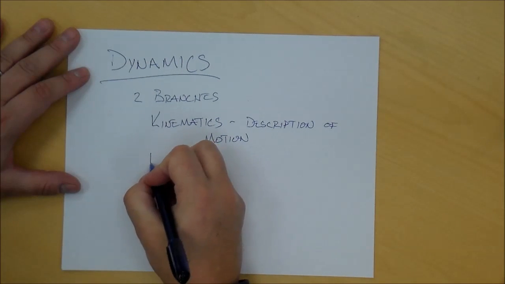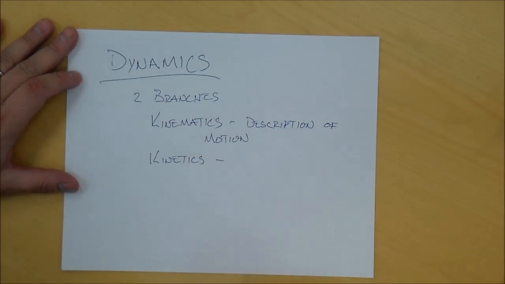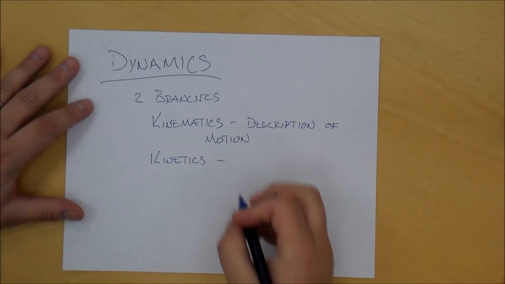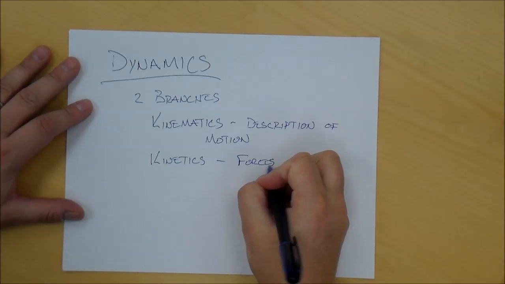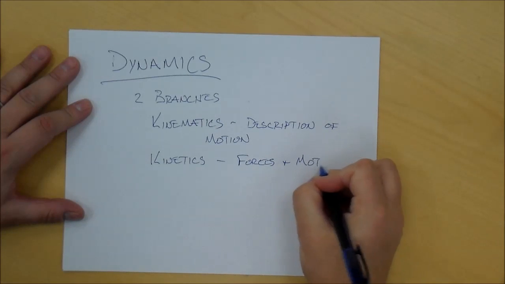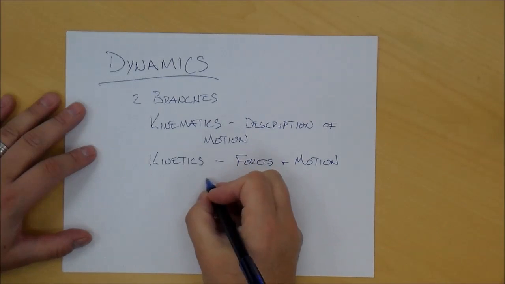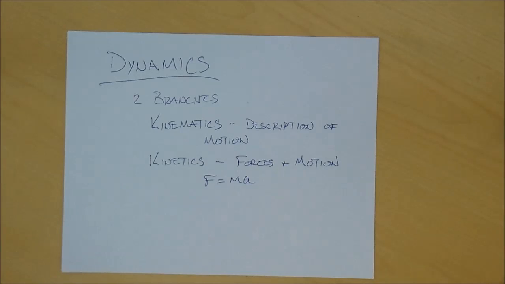The second branch is kinetics. Kinetics is the study of the relationship between forces and motion. The most common relationship that you're probably familiar with is Newton's second law that says the force equals the mass times acceleration. So here the force is related to the acceleration, a quantity of motion, by this equation.